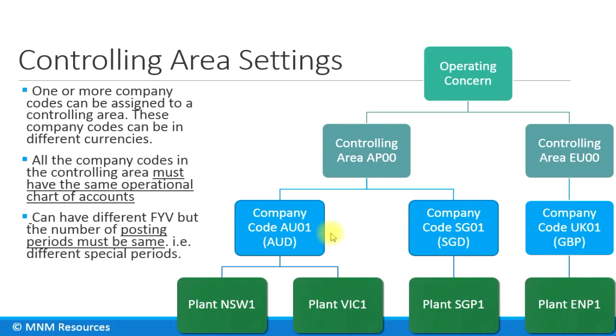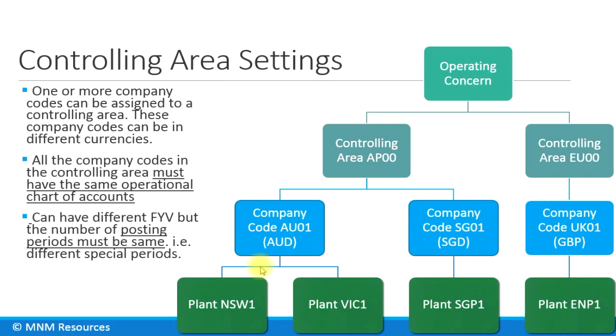Now, the 2 company codes assigned to the same controlling area can have different fiscal year variants depending on their country's financial year reporting periods. They can have different fiscal year variants, but the number of posting periods must be the same. For example, now here if you have 12 posting periods, that is usually for 12 months, then this company code also must have 12 posting periods.